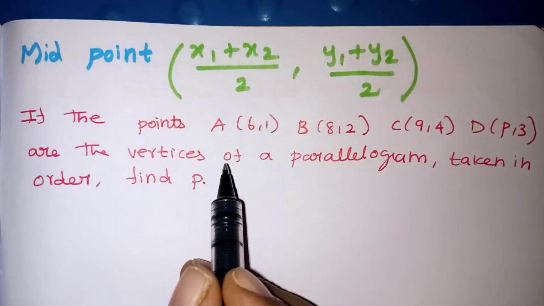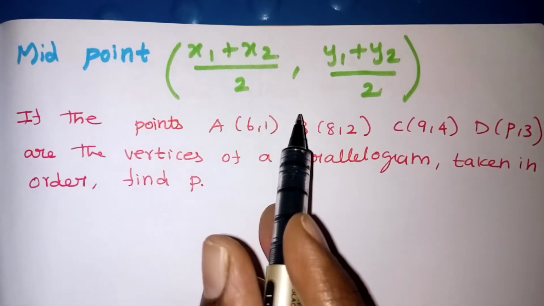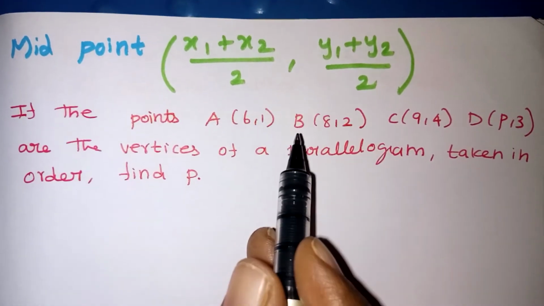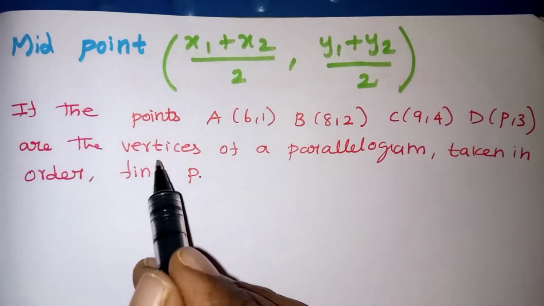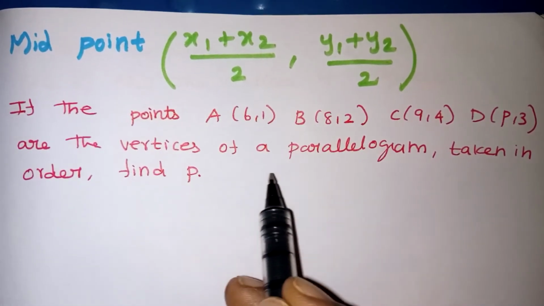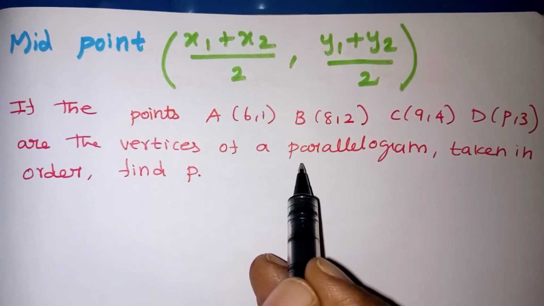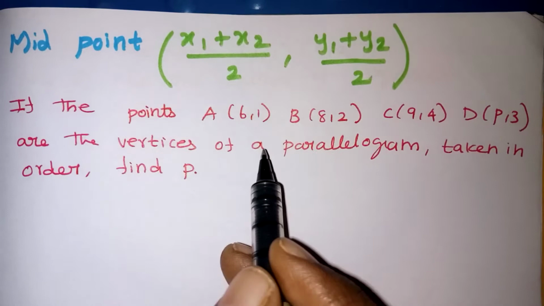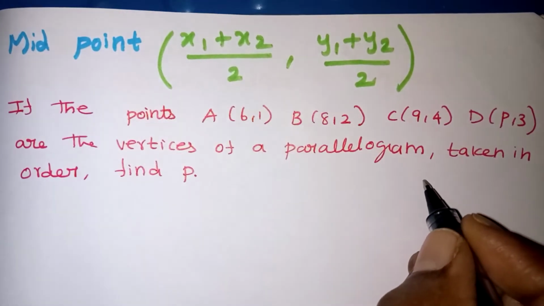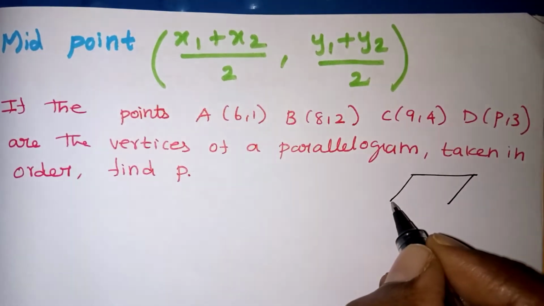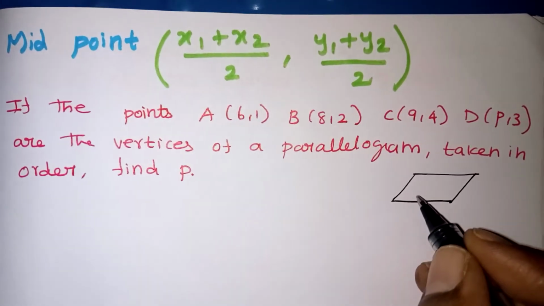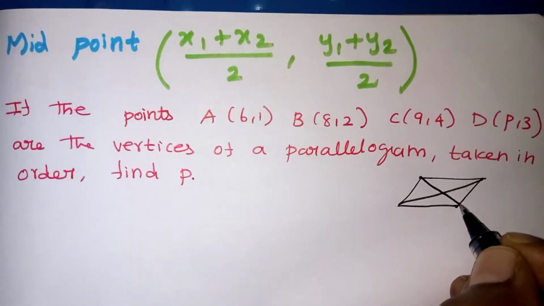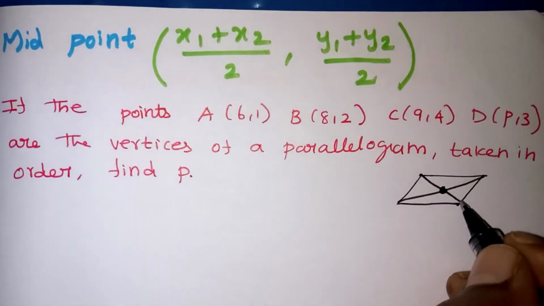The midpoint formula is ((x1 + x2)/2, (y1 + y2)/2). Some applications of the midpoint formula we have. Look at this problem. If the points A, B, C, D are the vertices of a parallelogram taken in order, then find the p-values. So how it is coming under the midpoint: whenever we are given a parallelogram diagram, first what should come to your mind is that diagonals bisect each other. This point will be same for both the diagonals.